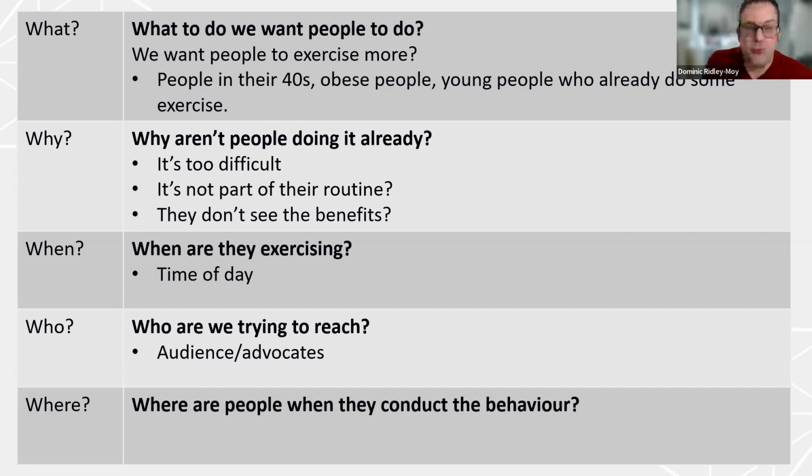If you're in your 40s or 50s and you're not doing much exercise, it might be it's too difficult, it's not part of your routine, you don't see the benefits, you don't have the motivation to get started. So the more you think about what will nudge people in that direction, the more you can hone it down to one very clear call to action. And think about when you can build it into your routine. When could people exercise? And then also all the other things that we would necessarily think of as comms people. Who is your audience? Who are your advocates? But also, when do people conduct the behaviour and where are they?